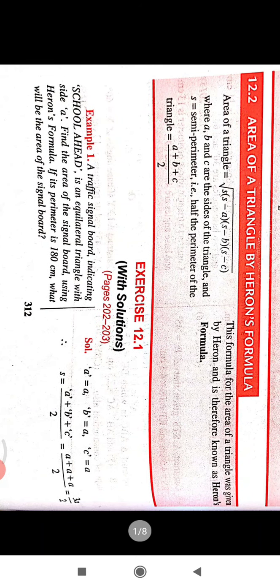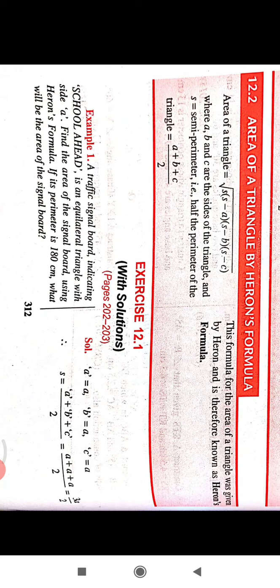Now we are going to solve the first sum, Exercise 12.1. A traffic signal board indicating school ahead is in triangle shape. It is an equilateral triangle with side a. The measure is not given. Find the area of the signal board using Heron's formula. If its perimeter is 180 cm, what will be the area of the signboard?